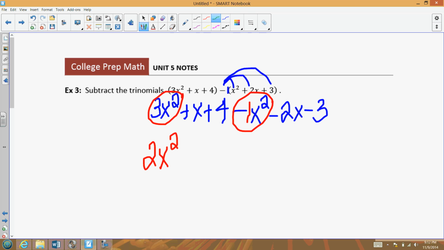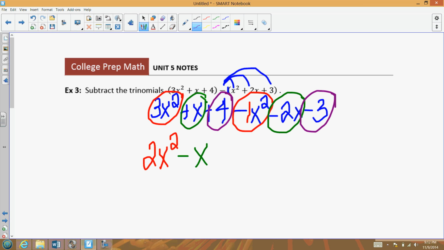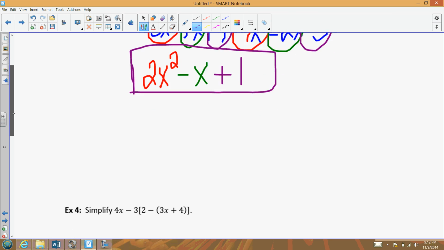And then I'm going to the next set of like terms. So I have the x's. So I have negative x here because I have plus 1 and minus 2, so a negative 1. And then your last thing here are your whole numbers, plus 4 minus 3, so I'm going to have plus 1. And that's it. So you're just combining like terms, just keeping in mind to distribute any negatives first.